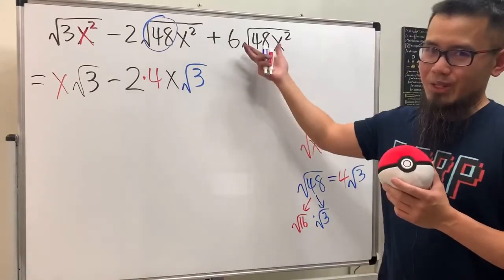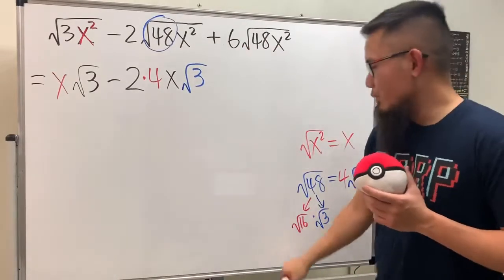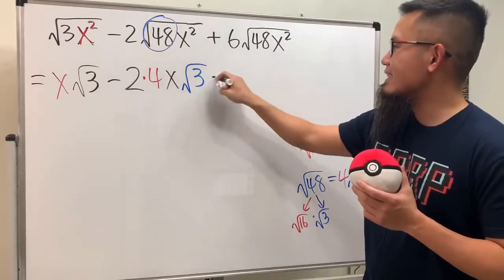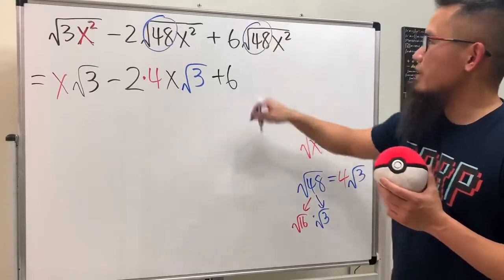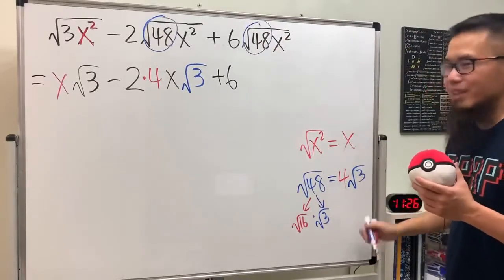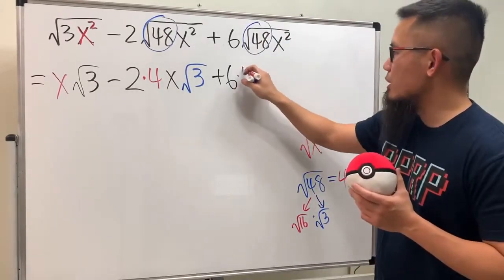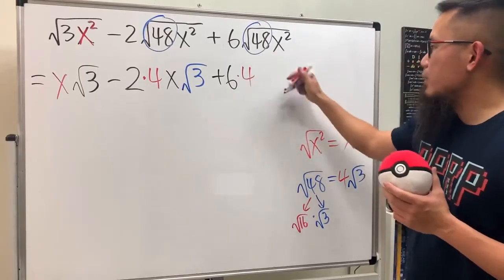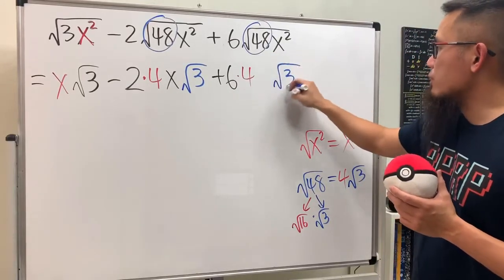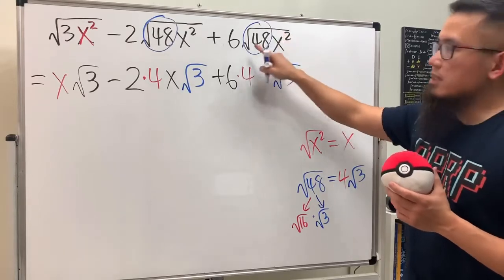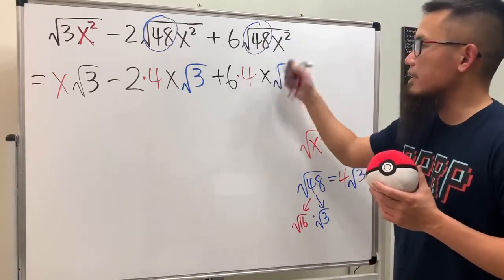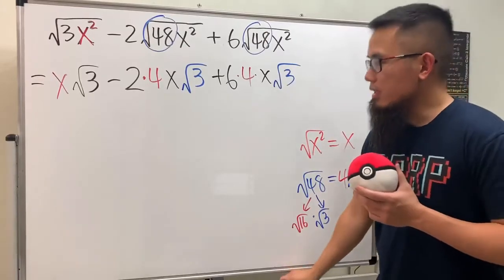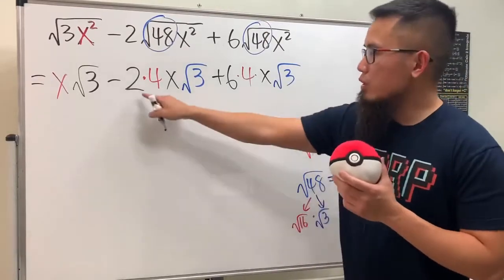Well, don't worry, we are going to do another one right here. We are going to have the plus 6. And then, when we have the square root of 48, we do this, right? So we are just multiplying with 4, and then we have the square root of 3, and then the x squared inside of the square root is going to be the x on the outside, like that.